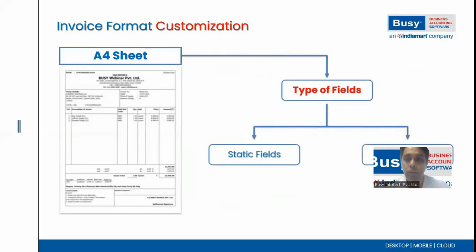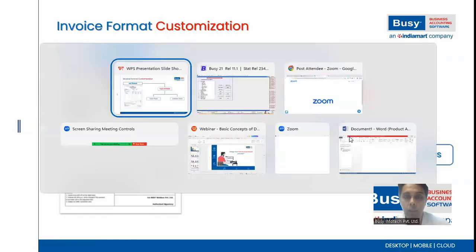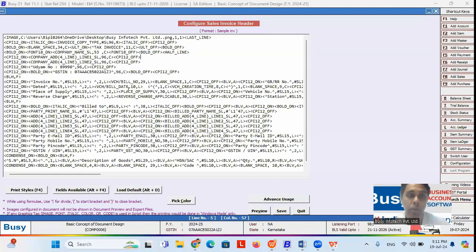Now we will be discussing the types of field. There are two types of field. One is static field and another one is dynamic field. Static, or you can say fixed field, and variable field. So how can we tell whether a field is a fixed field or a variable field? Let's say, for example, it's written over here: tax invoice.